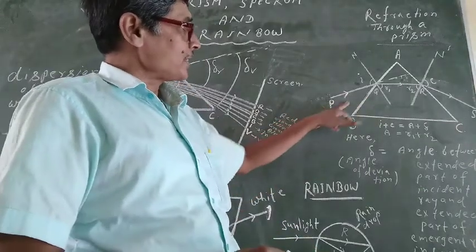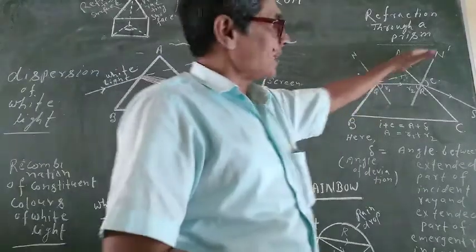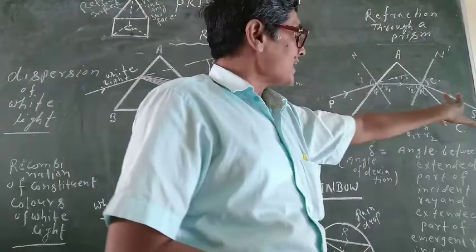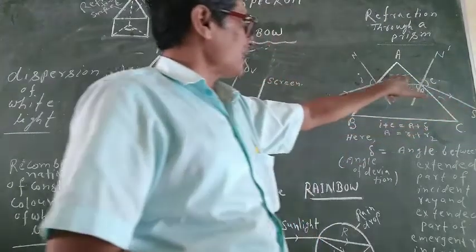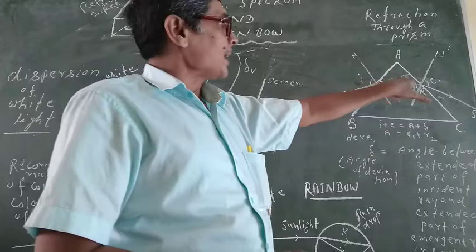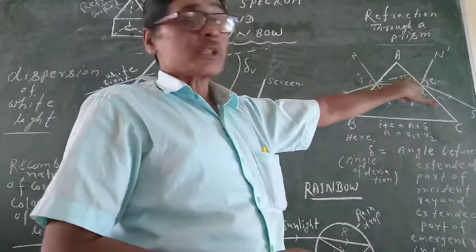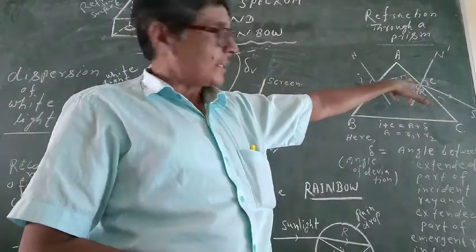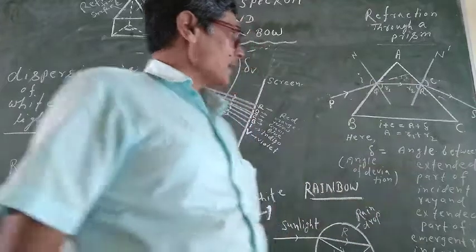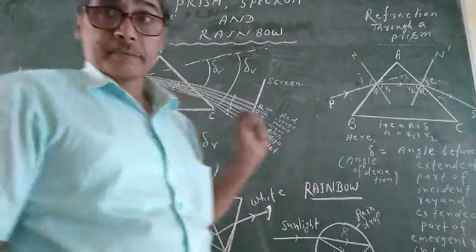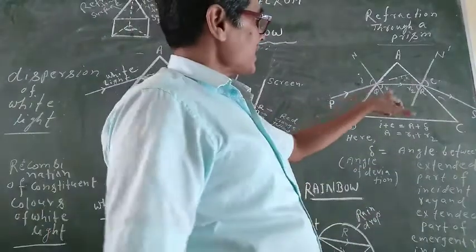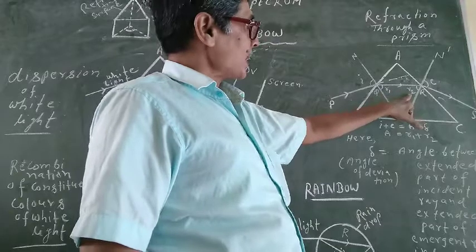PQ, the incident ray, is extended in the forward direction, and the emergent ray is extended in the backward direction. The angle formed between these two extended parts is called the angle of deviation, denoted by delta. Here this is R1 and this is R2.